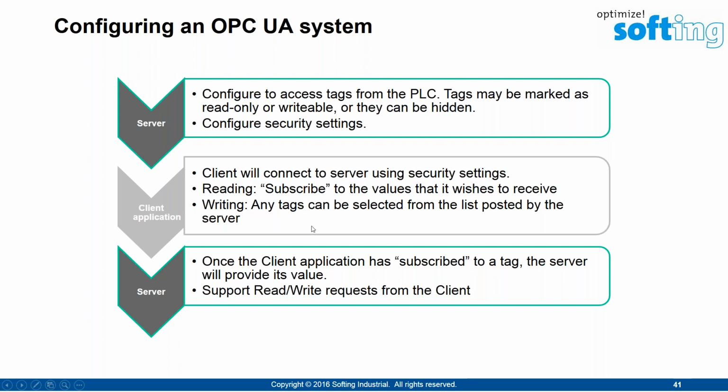Now, from the client side, a session has to be created to establish a connection to the server using the server access and message security settings you set on the server. And then a subscription to the available tags can be created. And once this is done, the server will provide tag values to the client.